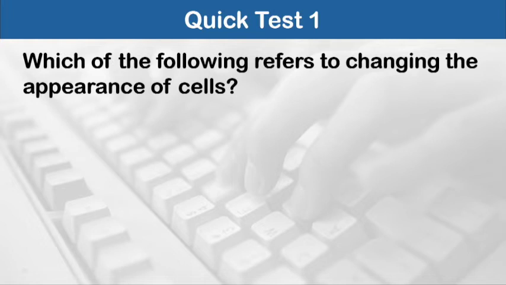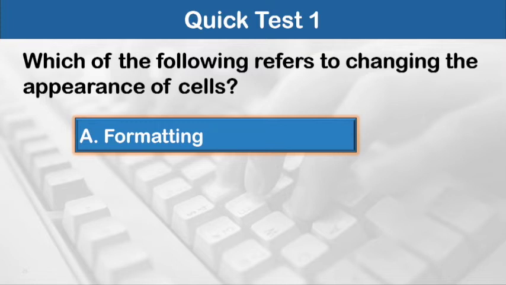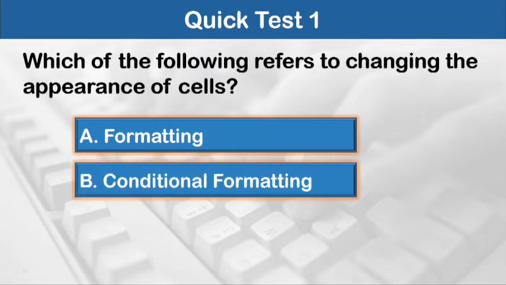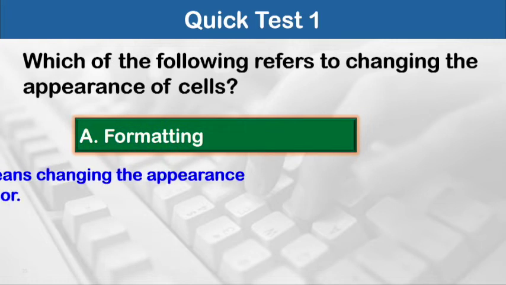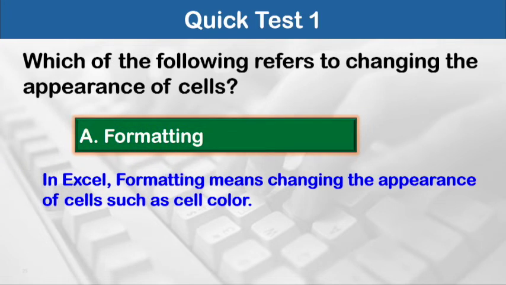Now, let us do a quick test to evaluate what you have learned in today's lesson. Read the questions carefully. You will have about 3 seconds to answer. First question. Which of the following refers to changing the appearance of cells? Is it A. Formatting, B. Conditional formatting, or C. Alignment? The answer is A. In Excel, formatting means changing the appearance of cells such as cell color.